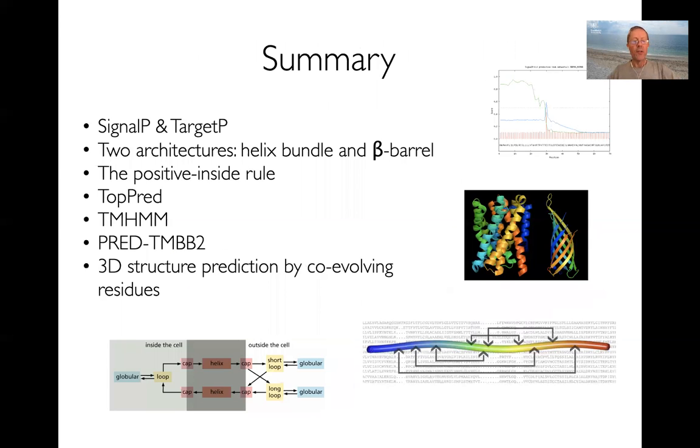So with that, I'd just like to summarize. I talked about SignalP and TargetP, signal peptide and targeting peptide predictions. Noted that there are two architectures for membrane proteins, helix bundle and beta barrel. Talked about the positive inside rule, about topology predictions like TopPred, the old original method, and the HMM-based TMHMM, and another HMM-based method to predict topologies for beta barrel proteins. And then finally, I mentioned this 3D structure prediction by co-evolving residues.